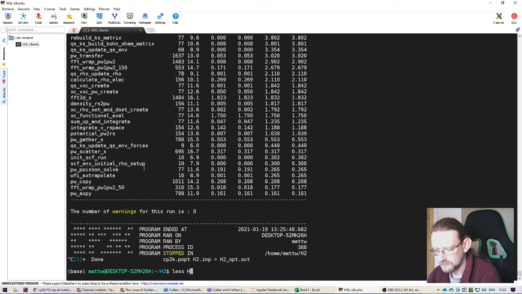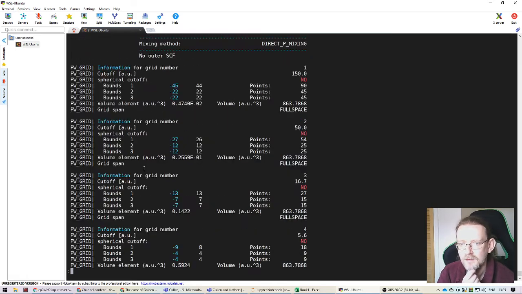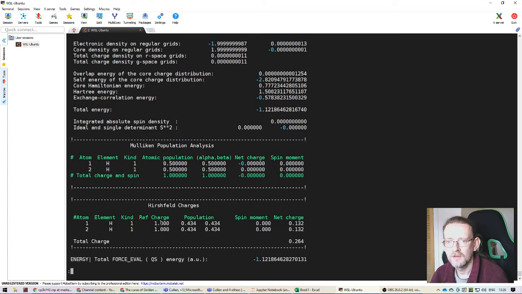Now, if I look at my file, it says it's starting to do a geometry optimization. This is the thing where things get a little bit weird. So it does the same thing.